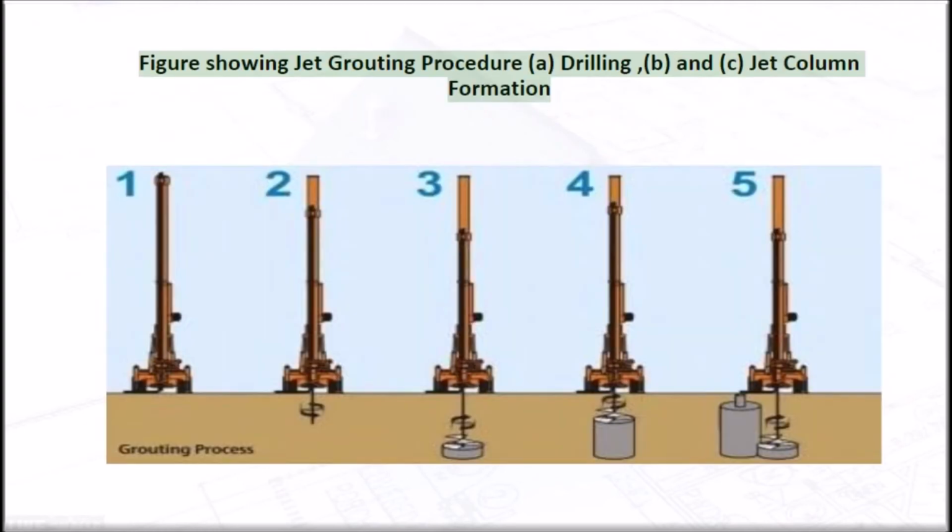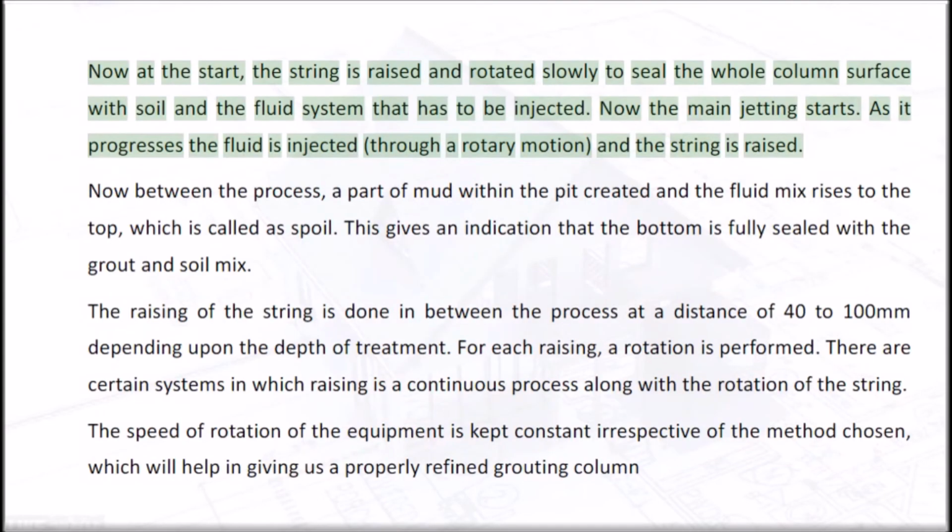Figures showing jet grouting procedure: A. Drilling, B. and C. Jet column formation. Now at the start, the string is raised and rotated slowly to seal the whole column surface with soil and the fluid system that has to be injected. Now the main jetting starts. As it progresses, the fluid is injected through a rotary motion, and the string is raised.